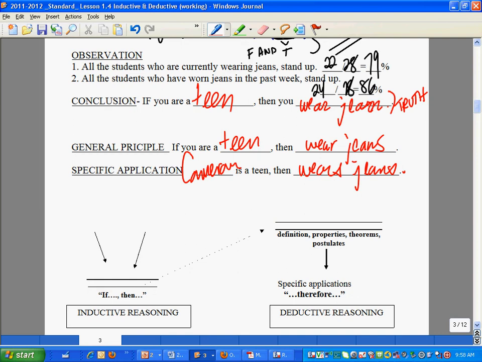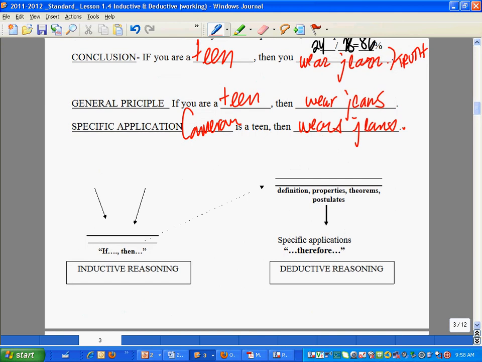Let me show you what I mean by that. If you take in observations and you discover a general truth, I took in the observations, most of you wear jeans, therefore if you're a teen, you wear jeans. I had an aha. That's called inductive reasoning. Write the word in. Did you notice I emphasized take in observations? That's going to help you remember that.